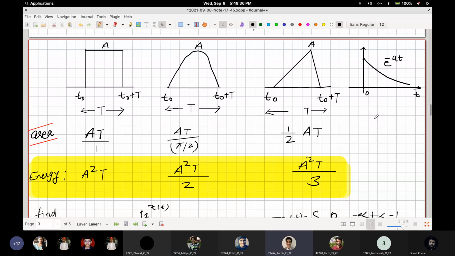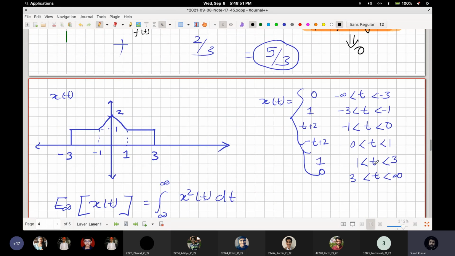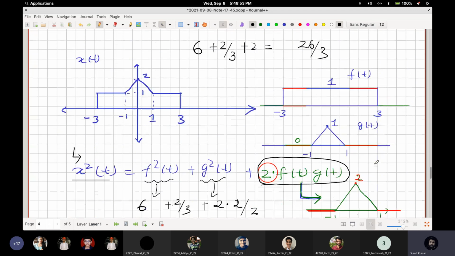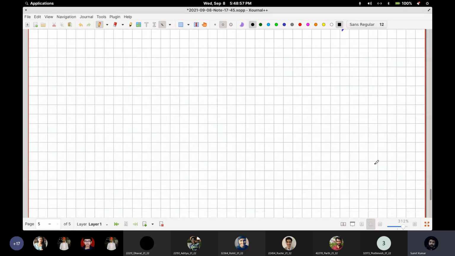1 upon a. What will be the energy of this signal? That is going to be 1 upon 2a. You can verify it. So let me just give this problem now so that we can verify whatever we have written there. So that is the third signal that you will be encountering quite often.